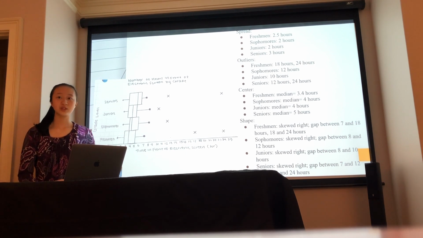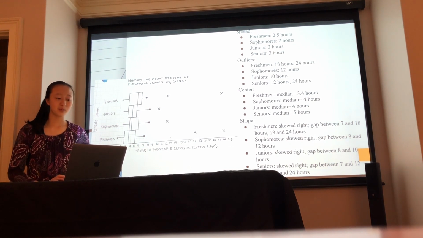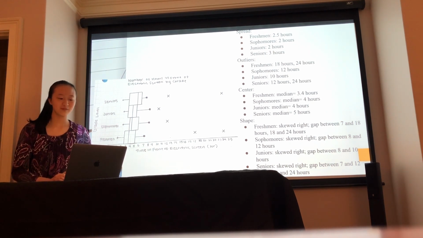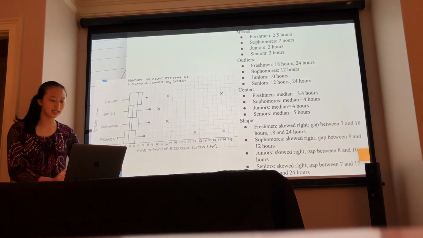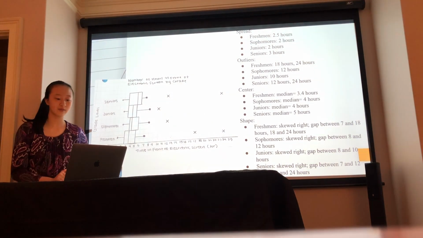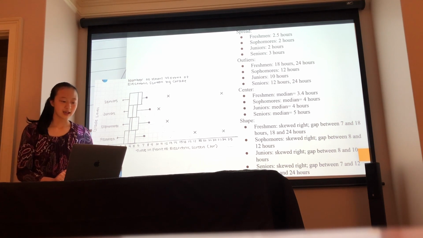The IQR, which is determined by the third quartile minus the first quartile, is 5 hours minus 2.5 hours, which is 2.5 hours for freshmen, 2 hours for sophomores, 2 hours for juniors, and 3 hours for seniors. There are outliers at 18 hours and 24 hours in front of a screen for freshmen, 12 hours for sophomores, 10 hours for juniors, and 12 and 24 hours for seniors.